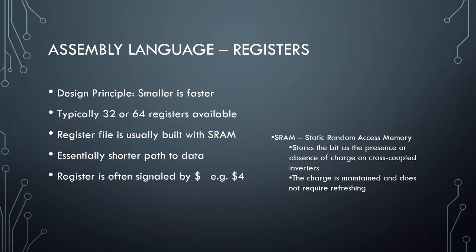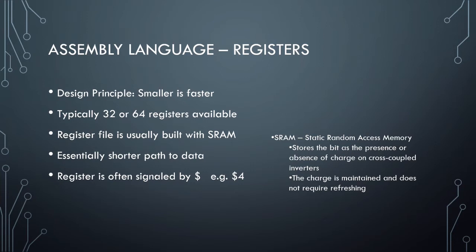And register files are usually built with SRAM. So I've added a little snippet down here on the side, just a quick refresher of what SRAM is. That's static random access memory, and the charge is maintained and it doesn't go away. So it doesn't require refreshing. It'll be there if the system is turned off or turned on. It's stored. But it's supposed to be a shorter path to the data. So again, this is not for long-term data. It's a quick path for data to be stored temporarily until it moves into a memory location, or until it's added or combined with something else and moved into a memory location.